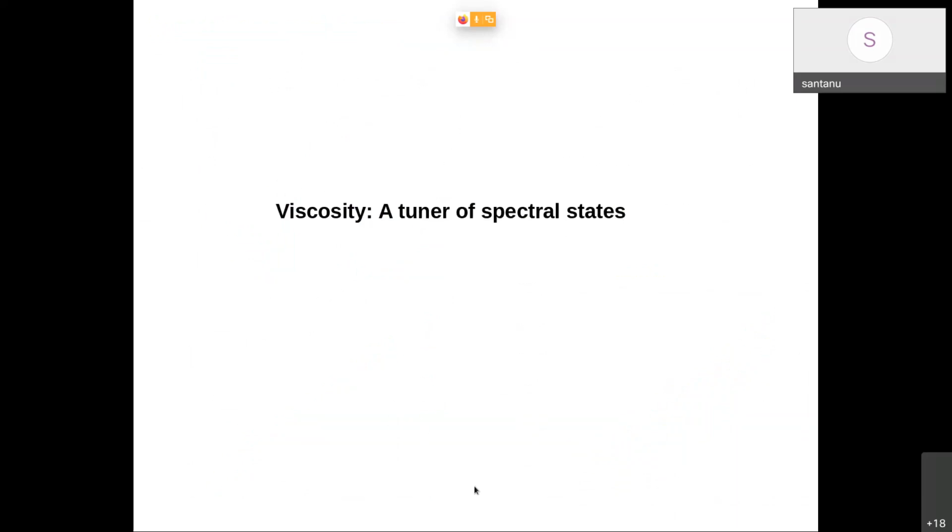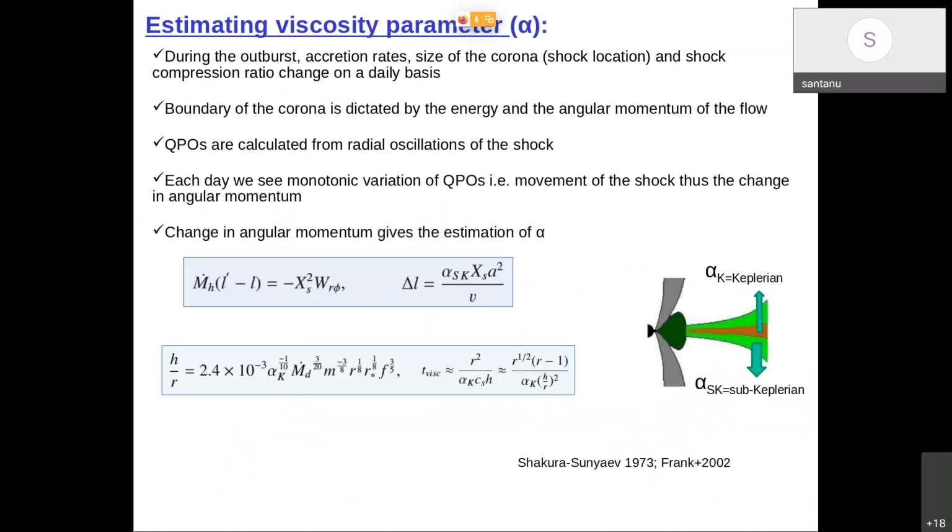So now we will estimate the viscosity parameter, because a change in viscosity can change the accretion rate, and it can also be reflected in the spectral states. So we will estimate viscosity. So far from our study, what do we know? We know the accretion rate, we know the size of the corona, we know the shock compression ratio changing on a daily basis.